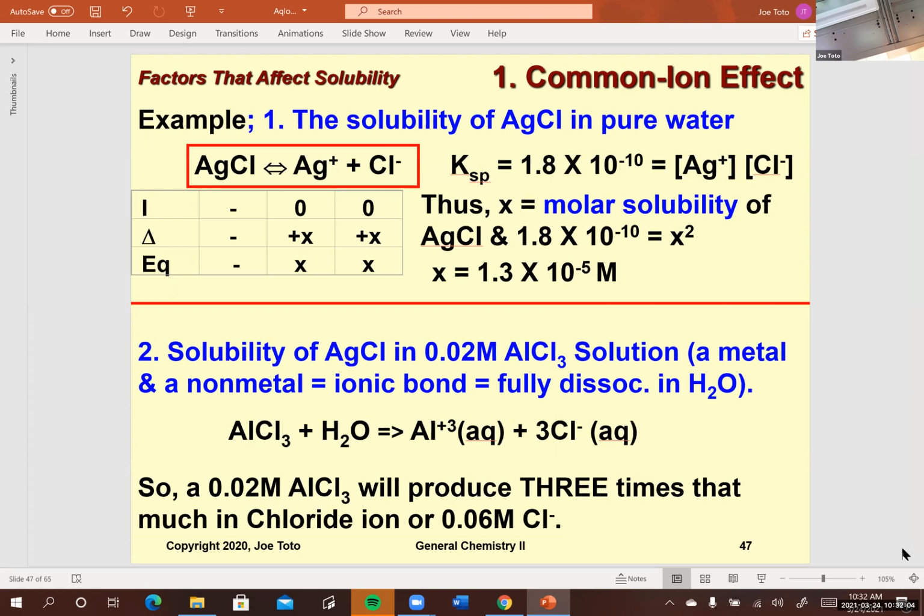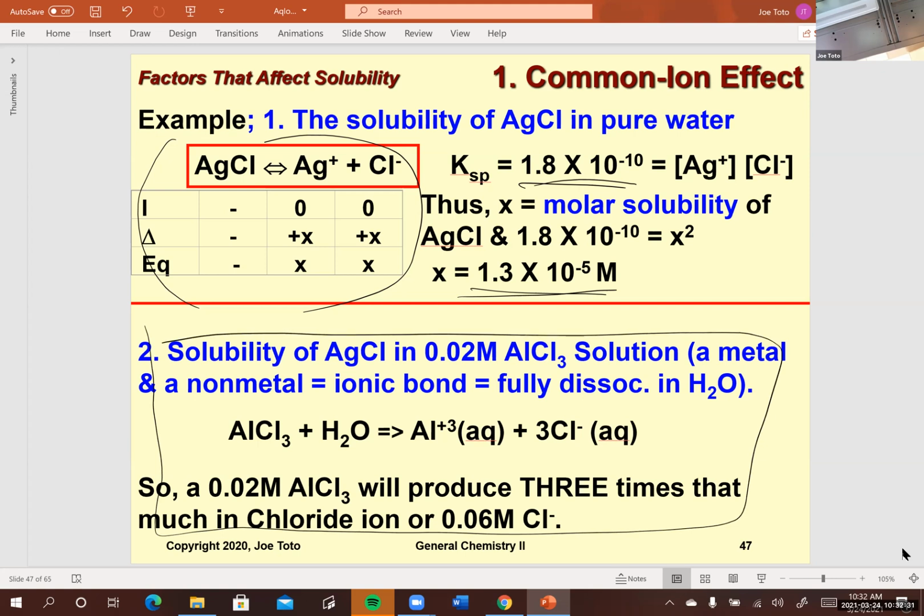And how can you calculate that using an ice table? Well, here's the solubility of silver chloride in pure water. Here's the usual ice table. We solve for X, that's the solubility, using the Ksp of silver chloride. But now the question is, how does that solubility change in the presence of a common ion? You already know it goes down. How far? You can calculate, quantify the amount.